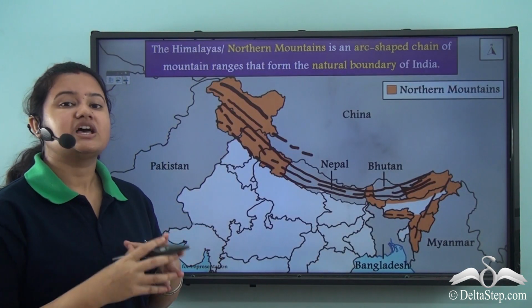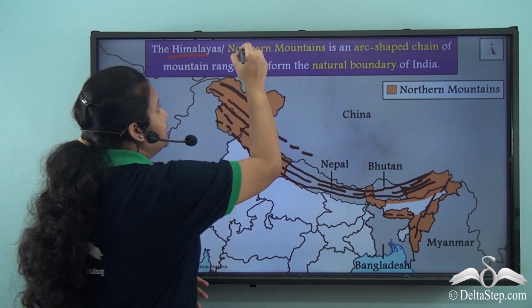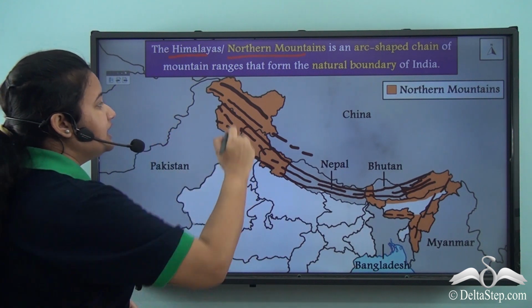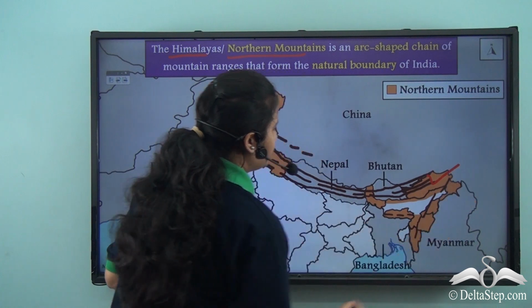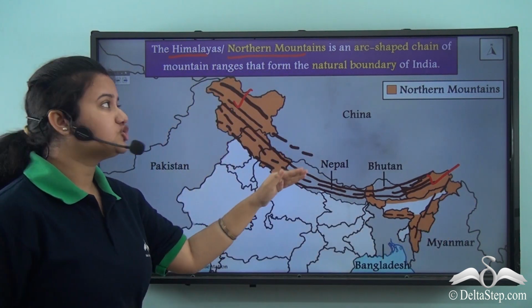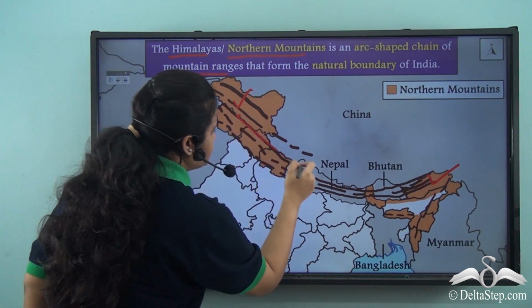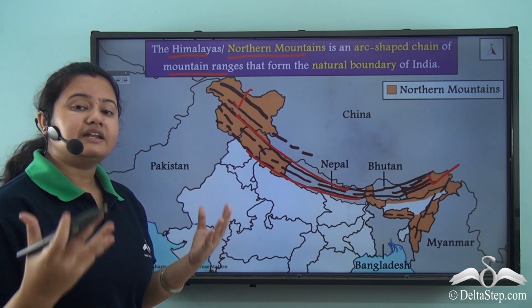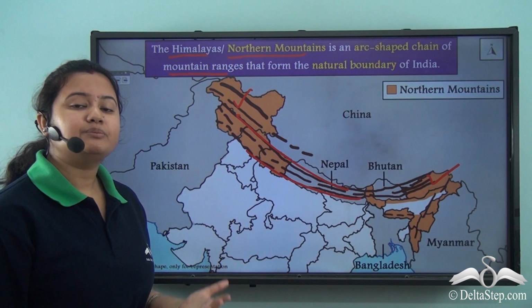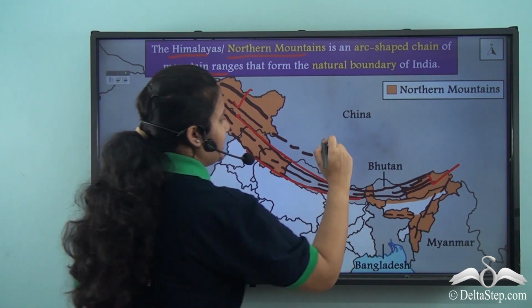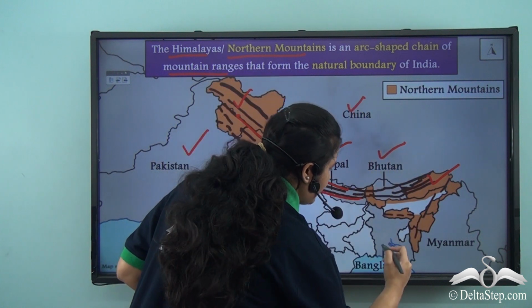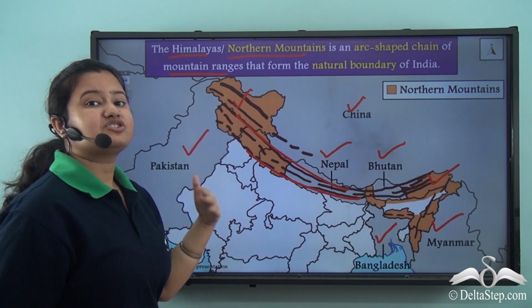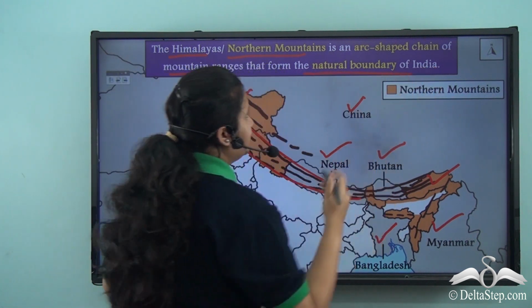This map shows the location of the Himalayas or the northern mountains. Here we find that the region is located in the northernmost and northeastern part of the country. It is an arch-shaped mountain range. See, the mountain range is in the form of an arc. And this mountain range forms the natural boundary between India and its neighboring countries like Pakistan, Nepal, Bhutan, China, Bangladesh and Myanmar. Thus, the northern mountains act as a natural frontier or natural boundary of the country.